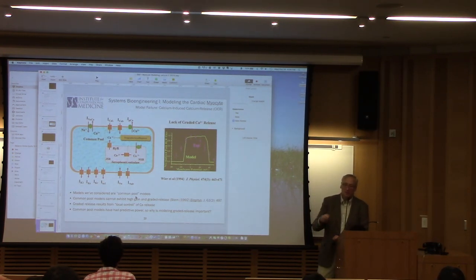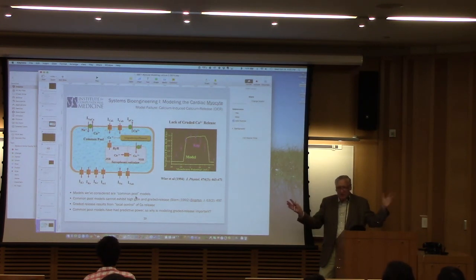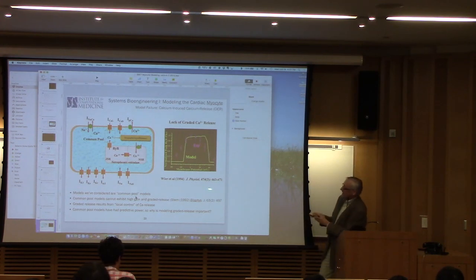And so common pool models have a property that is known as all or none release. Once calcium release starts, it escapes control. Boom, it just happens. It's going to start at a particular threshold voltage, and it's going to explode, and you can't control it, and the JSR just dumps its calcium. So this is how any common pool model would behave.